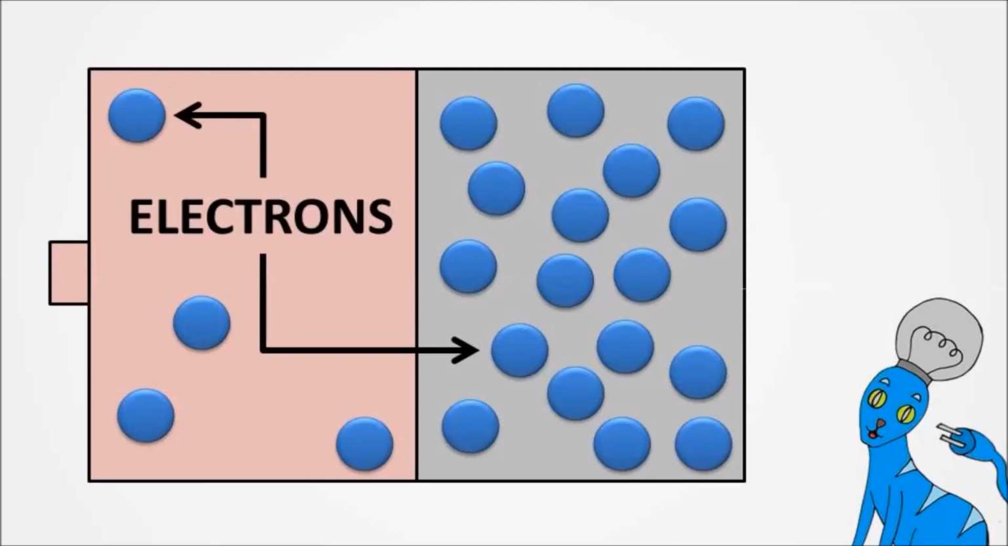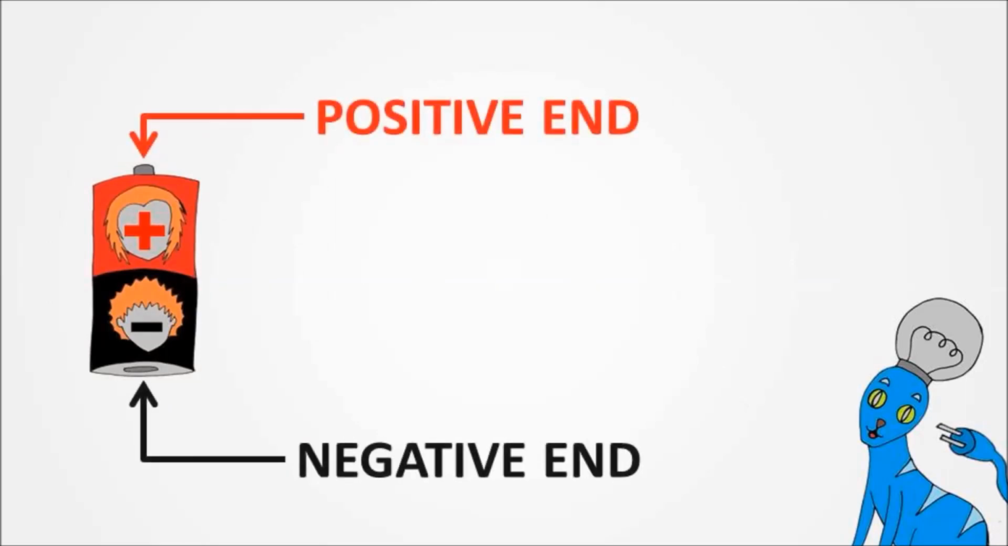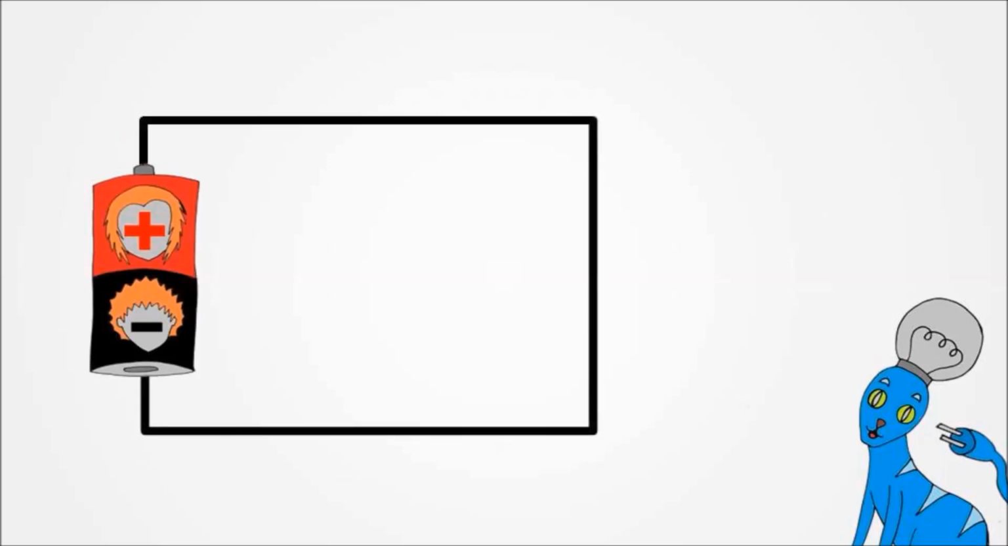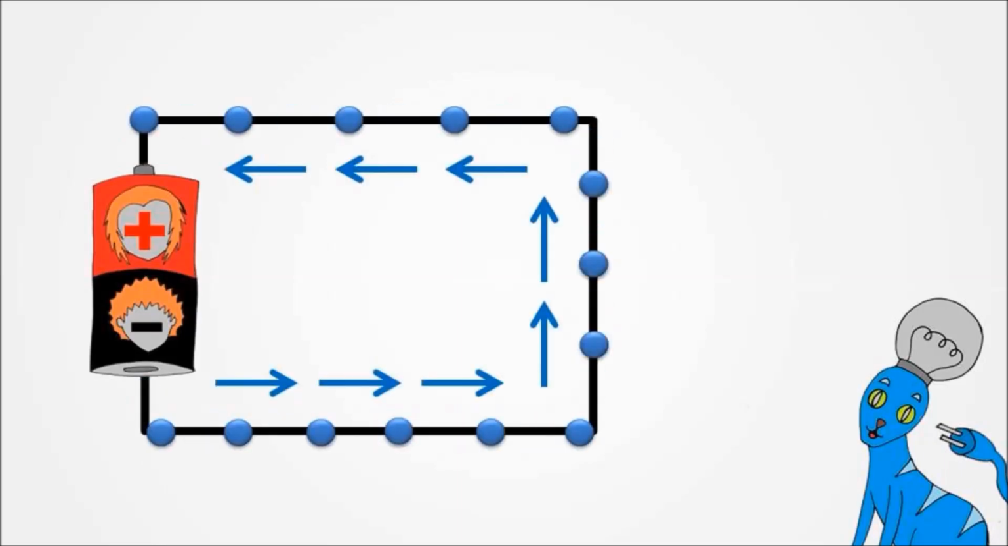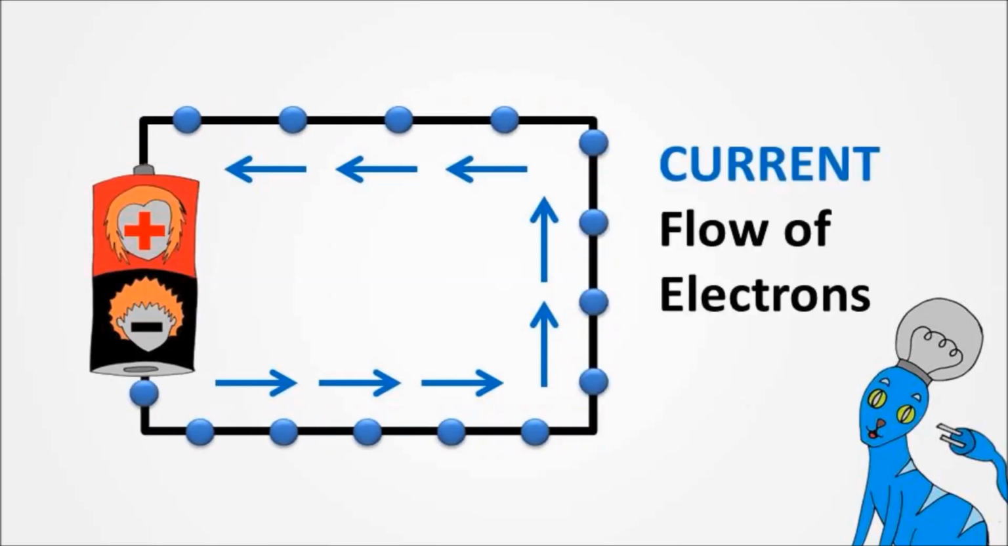An electron is a negative charge. The negative end is the one with way more electrons on it. So here we have both ends, the positive end and the negative end. If we link these two ends, these electrons will flow automatically from the negative to the positive. We call this flow of electrons current.